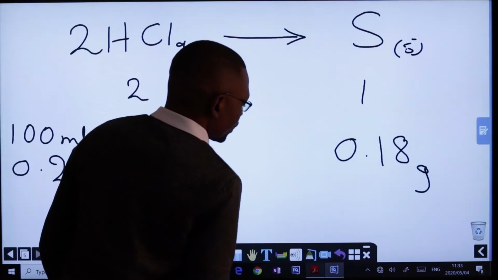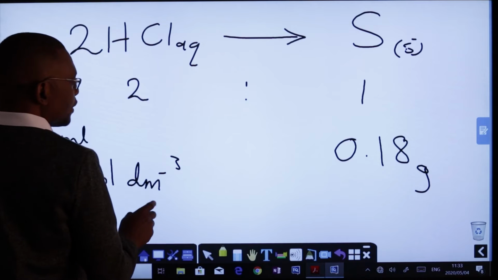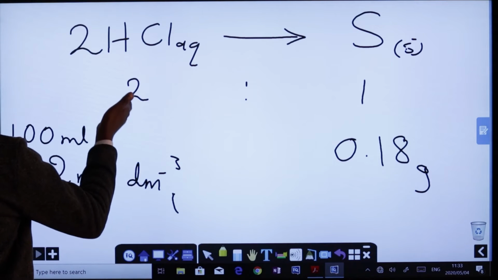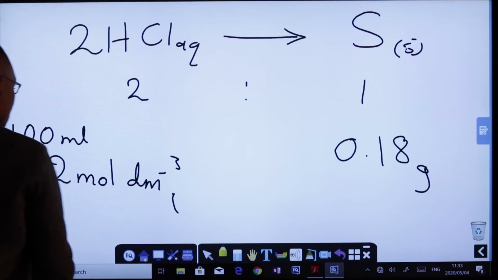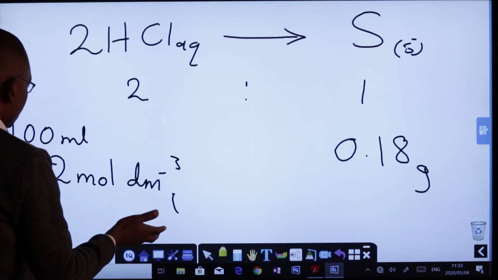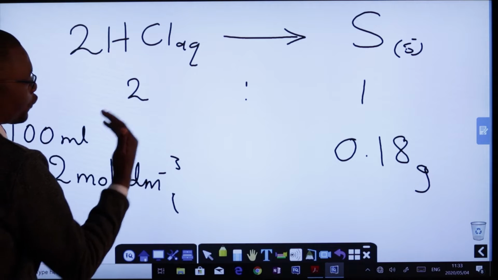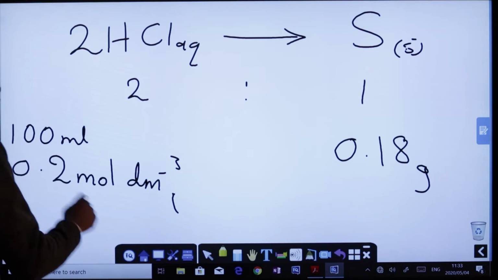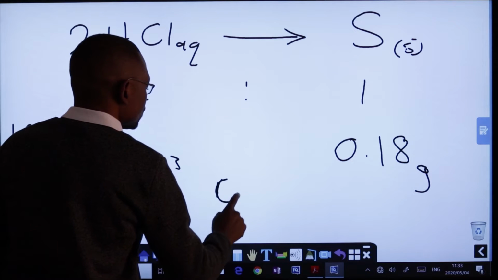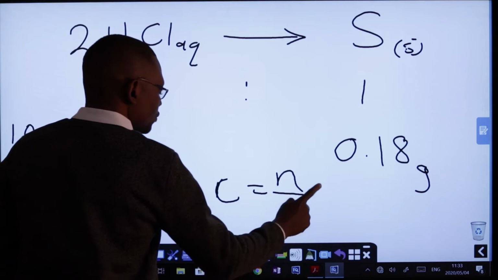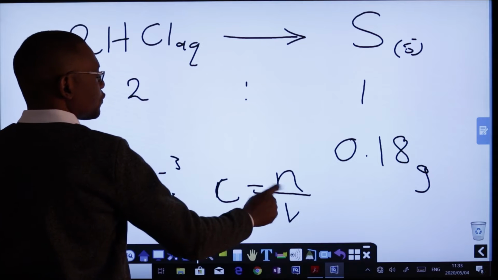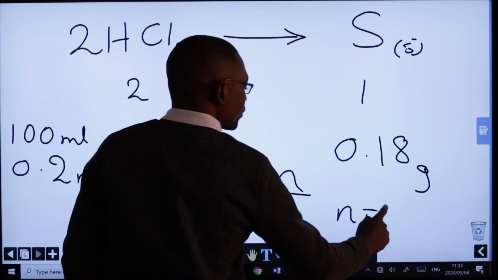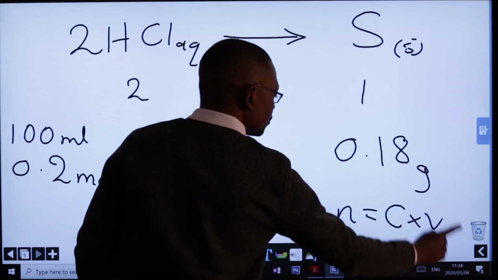Okay. So we are saying from this reaction, let's see if the ratio is 2:1, and so how many moles of sulfur are we producing from this whole reaction? So we know that number of moles or concentration is equal to number of moles over volume, right? But for us to find the number of moles, we are going to say number of moles is equal to concentration times volume. Okay.